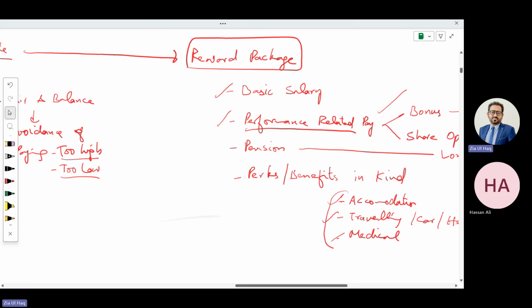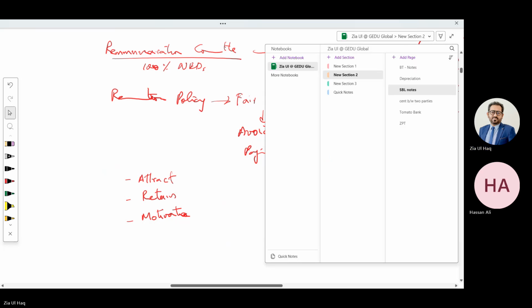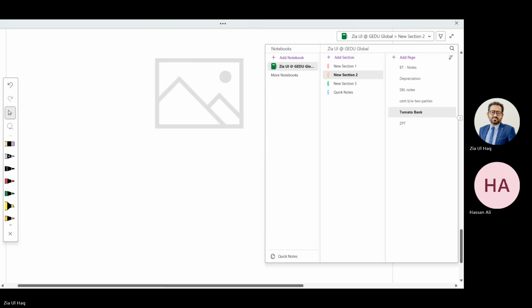So these are the codes relating to directors' remuneration. Let's move towards a question. Tomato Bank.